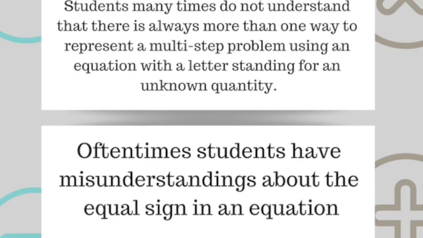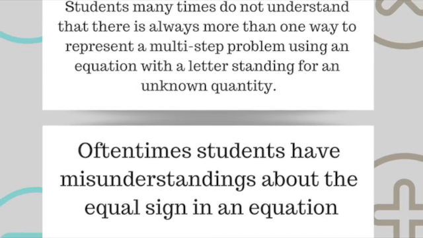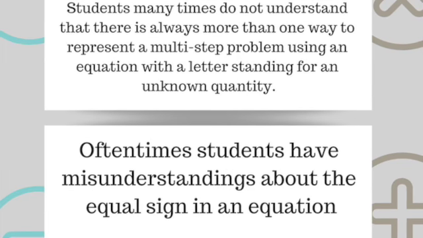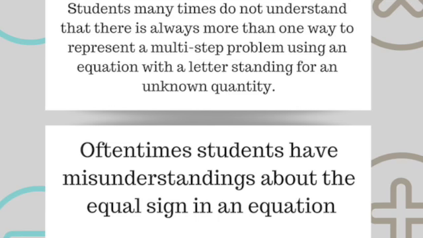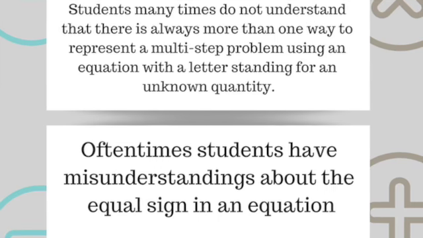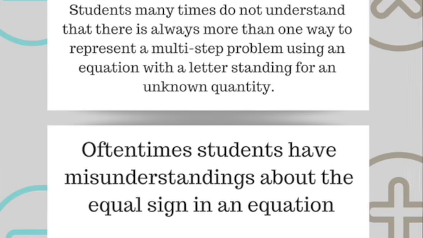Another misconception is students have a misunderstanding of the equal sign in an equation. So here, as I said before, we need to know that the equal sign represents a balanced equation. So if 9 plus 2 is equal to 10 plus 1, for example, as we can see, both sides of the equation have the same result. 11 is equal to 11.